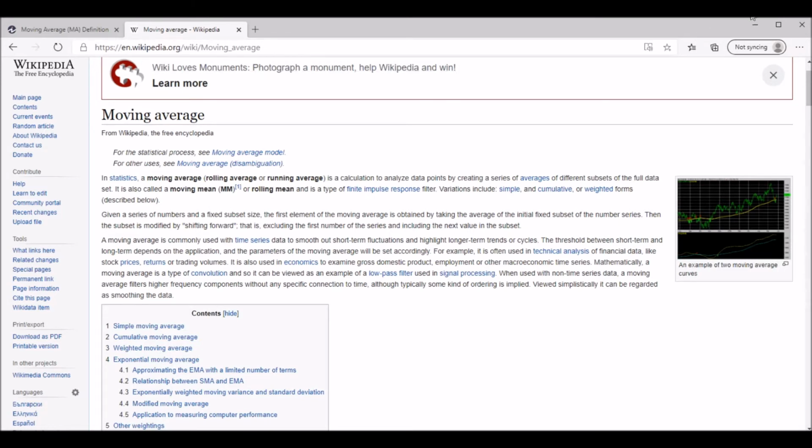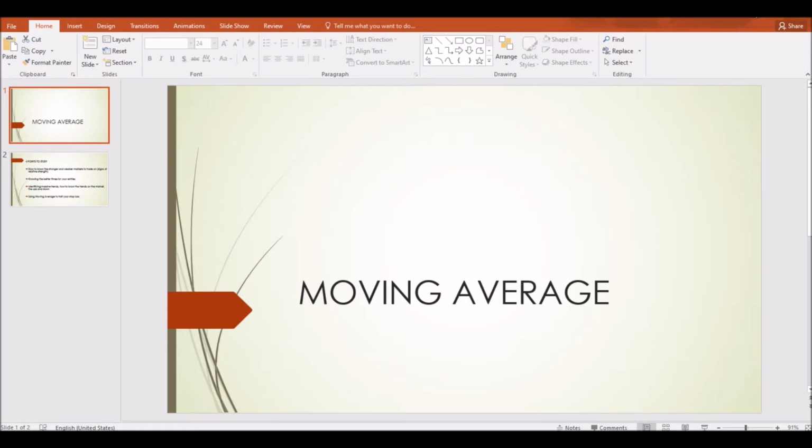So first of all, in simple terms, if we want to define the moving average, we can say it's an indicator that takes the past prices and then summarizes it. Yes, in simple terms, you can say the moving average is an indicator that takes the past prices and then summarizes it. So before we go in, there are different types of moving averages.